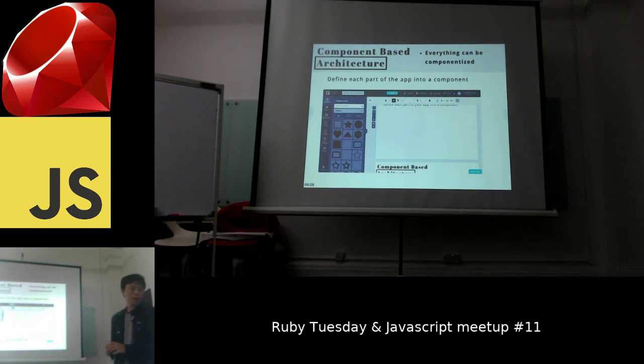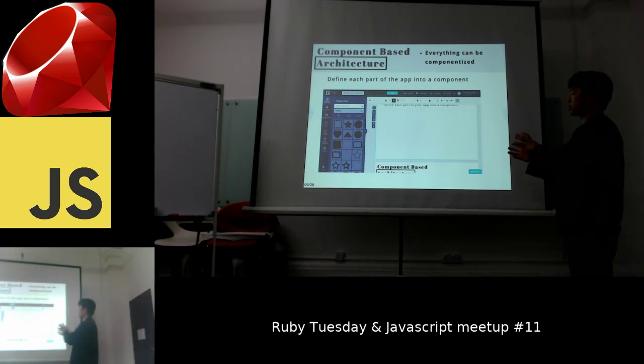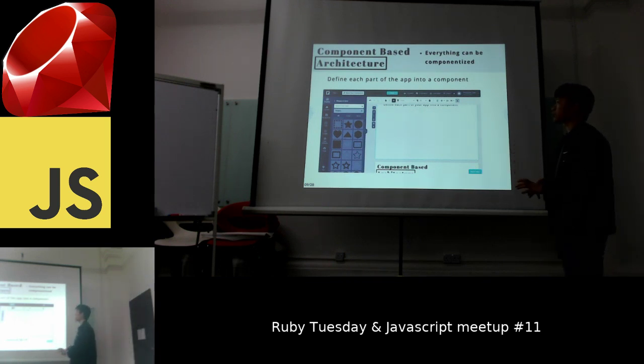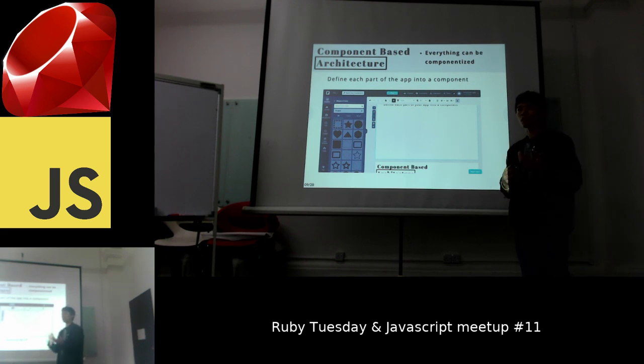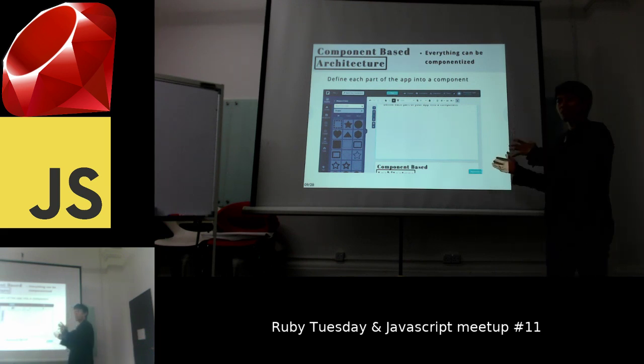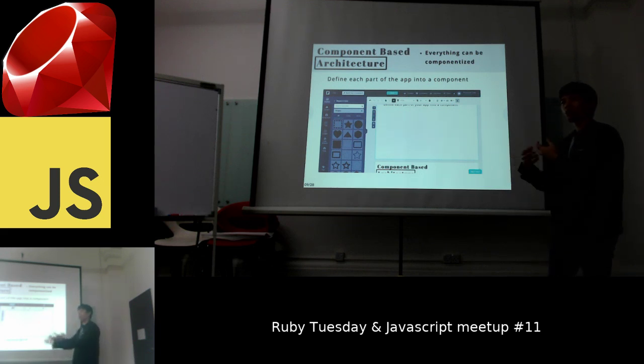So I would like to show you some part of our application. This is our current editor, and I would like to know your thoughts. Let's say you see this application and it is coming from the designer. Now we as developers would like to build it. Can you give some inputs? Which part would you like to componentize, and what is the name of it?